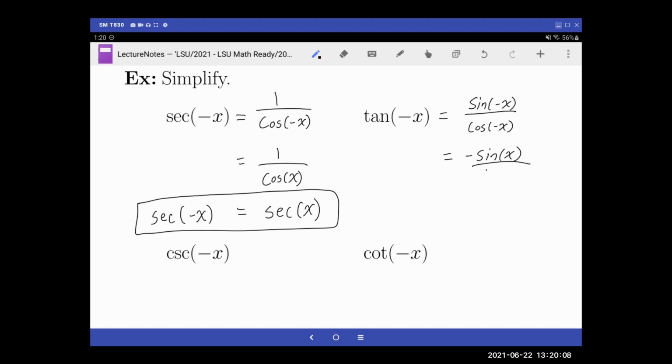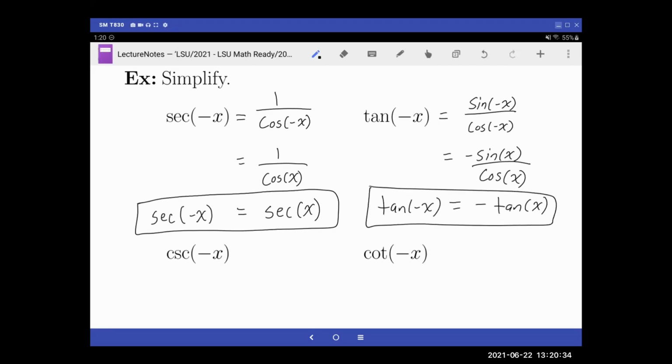Cosine is an even function, so we know the negative is just going to have no impact on the function at all. So cosine of negative x and cosine of x are going to be equivalent. They're the same. So I have negative sine of x over cosine of x. Notice the angles, of course, are the same. So I can write this again as negative tangent. So it turns out that changing the negative inside of tangent makes the whole function negative, right? It's the opposite of the original, if you want to think about it like that. So tangent would then be odd. Secant's even, tangent is odd.